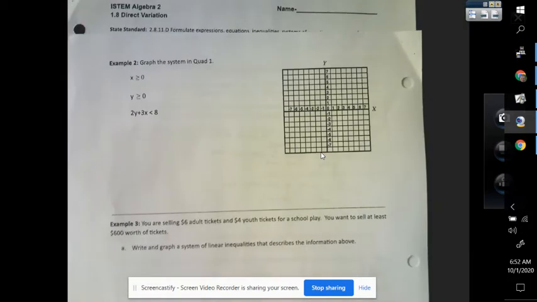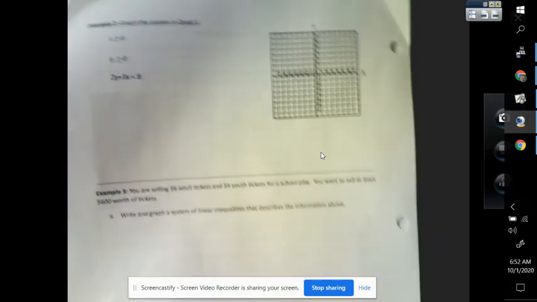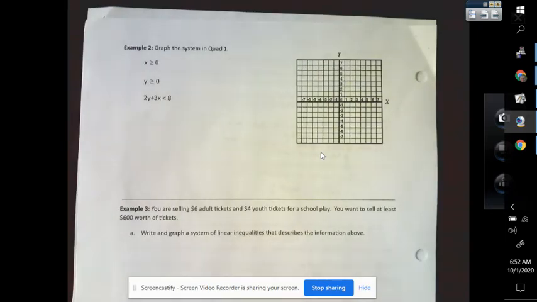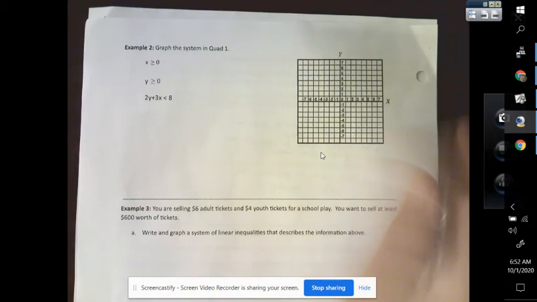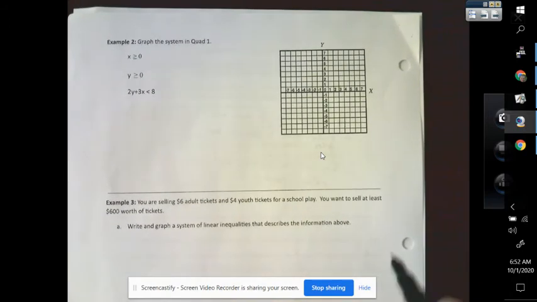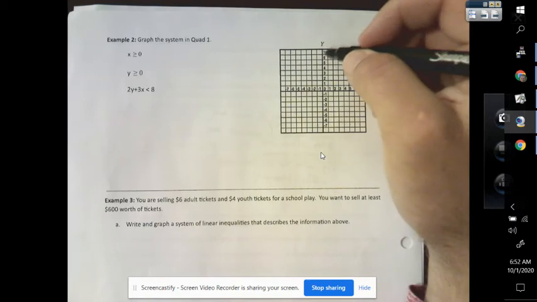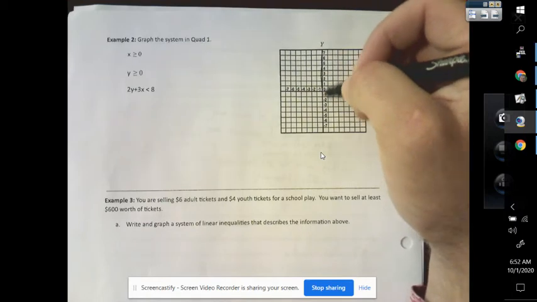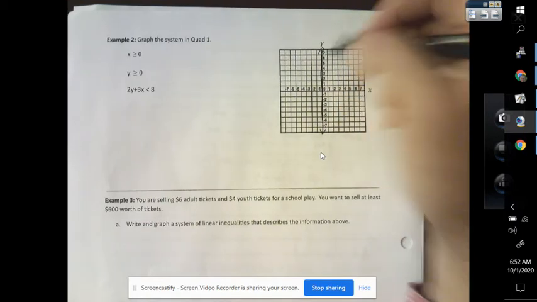Very nice. On the back, right? So let's take a look at graphing the system in quad one. So in quadrant one, we know where that's at up here. But here's the thing, whether you're in physics class or wherever you may be, you're going to see this a lot where they give the parameters of x is greater than or equal to 0. Well, x is greater than or equal to 0 is a solid line. It's a vertical line that goes straight down through the origin.